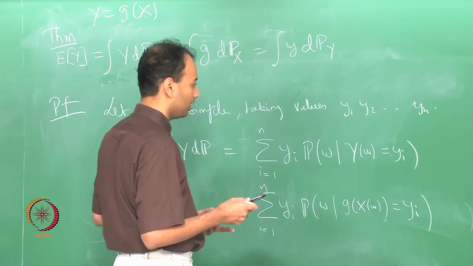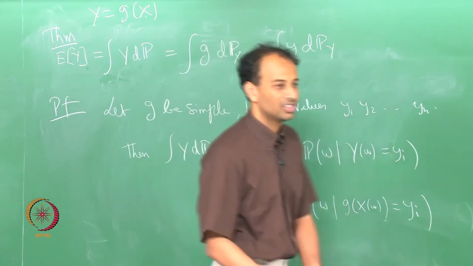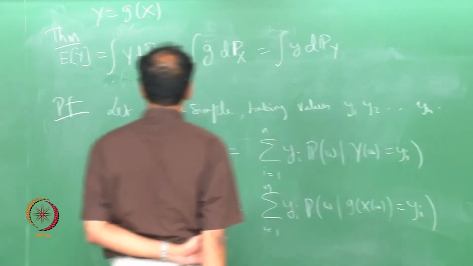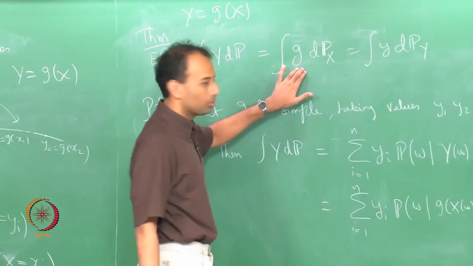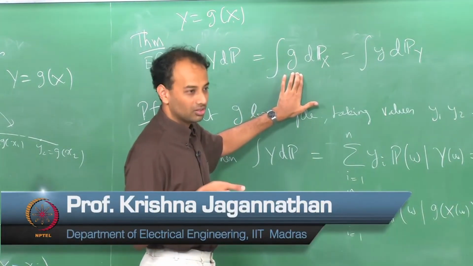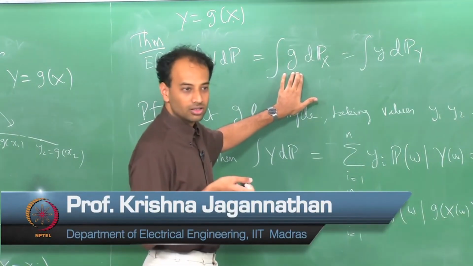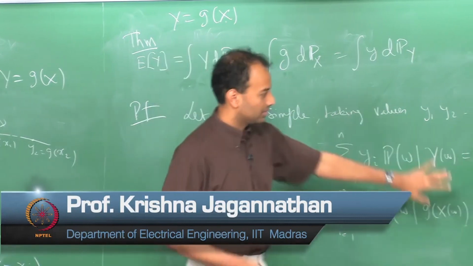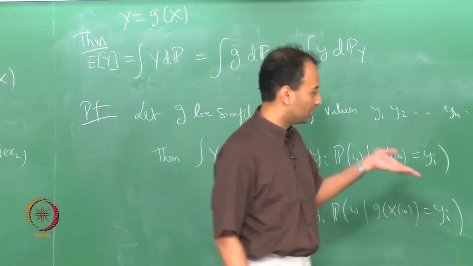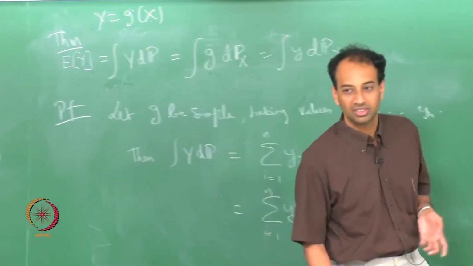So, we have proved that for simple functions these integrals are equal. Next, for any non-negative function g, you have to approximate g using simple functions from below, then use the monotone convergence theorem. Okay. I think I am out of time now. We will just keep this and resume next class with the more general case of non-simple functions.